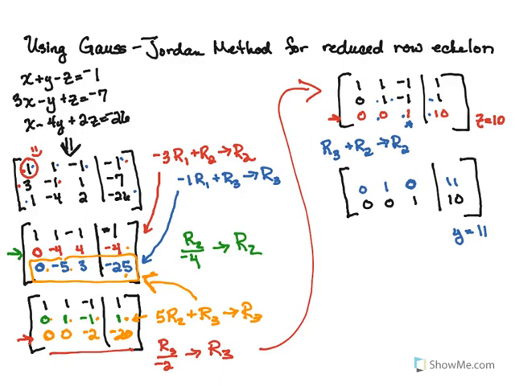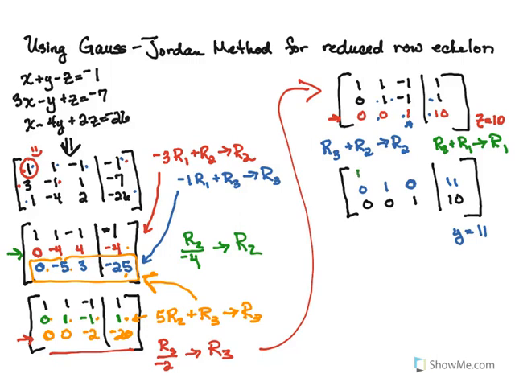Well, while I'm at it, let's do one final thing. While we're here, I'm going to take row 3 plus row 1 to give me a new row 1. So the next thing I'm going to do then is take 0 plus 1. Well, that's going to give me a 1.